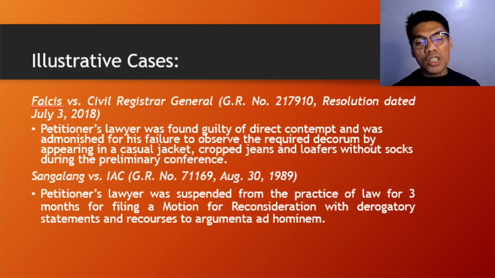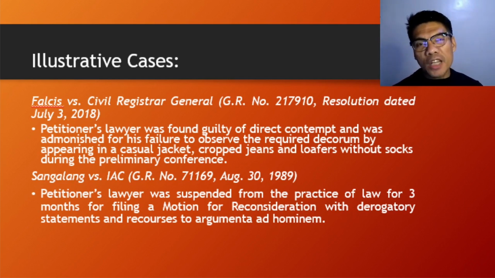Here, petitioner's lawyer was suspended from the practice of law for 3 months. For what reason? For filing a motion for reconsideration with derogatory statements and recourses to argumenta ad hominem. So, Sanggalang here lost the case before the Supreme Court, and through the lawyer, Sanggalang filed a motion for reconsideration.